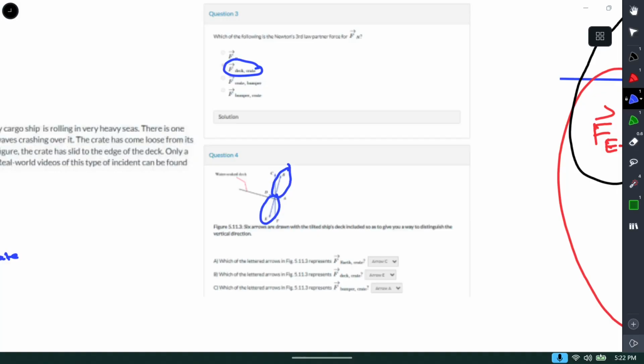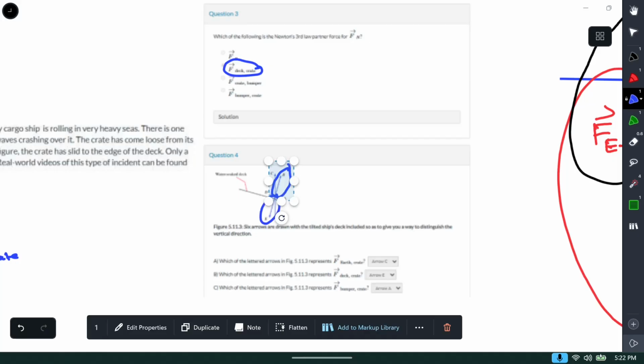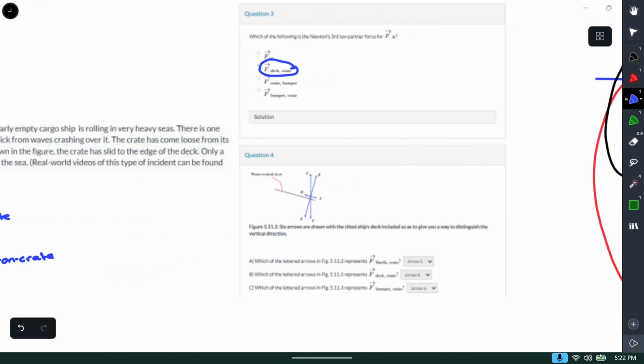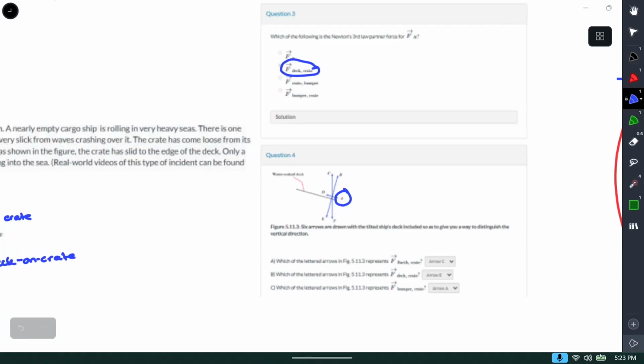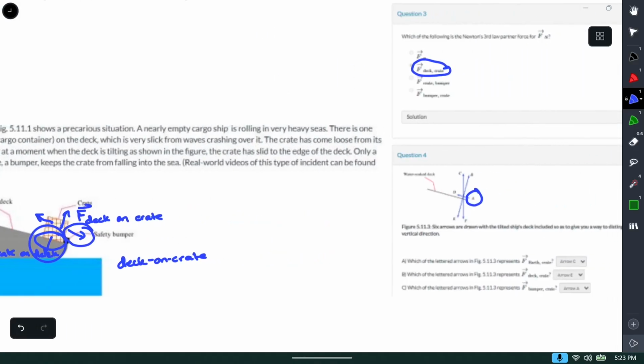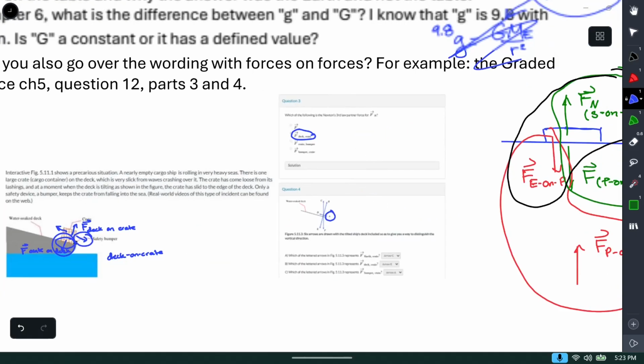And then which represents the force on the bumper due to the crate? The crate is smacking into the bumper, or you could view that as the bumper is pushing on the crate so it doesn't slide off the boat. So the crate pushes on the bumper this way, the bumper pushes on the crate the exact opposite way. And the question is about the force on the bumper due to the crate. That's arrow A. All right, I think that's that question.